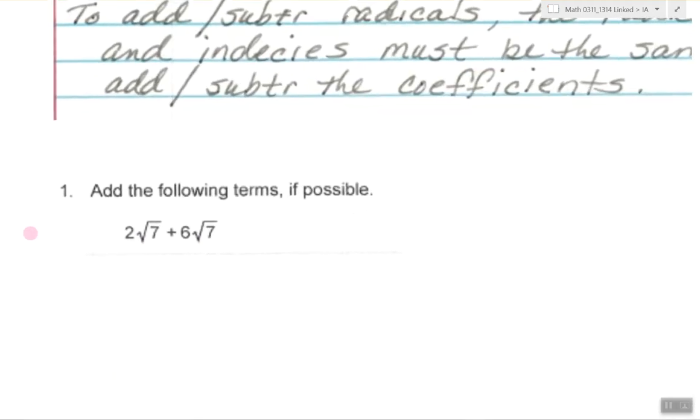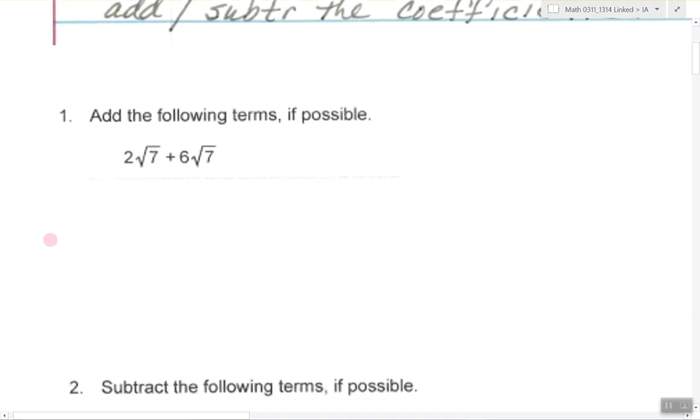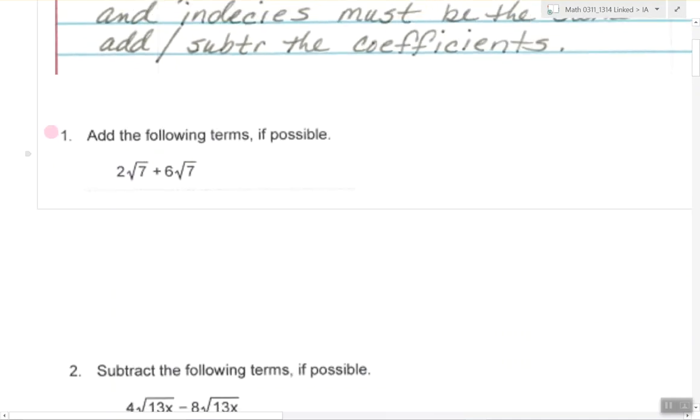If they're not alike, if they don't share the same index and they don't share the same radicand, then we simply leave them with the plus or minus sign between them. For example, problem number 1 asks us to add 2 times the square root of 7 plus 6 times the square root of 7. Now these are what we call like radicals. The indices are both invisible 2's because they're both square roots. The radicands are both 7's. So I will add the 2 and the 6 for 8, and it is 8 square roots of 7. And that is literally all there is to it.